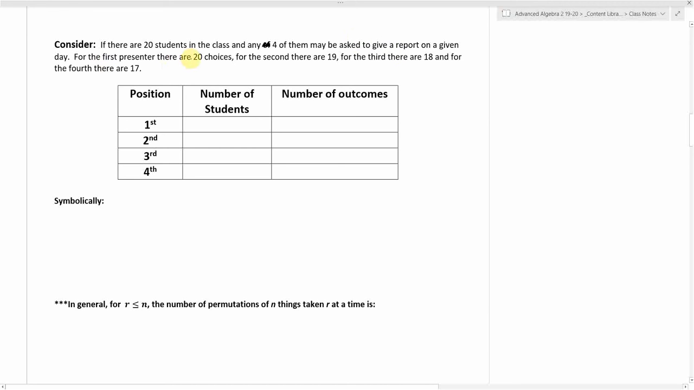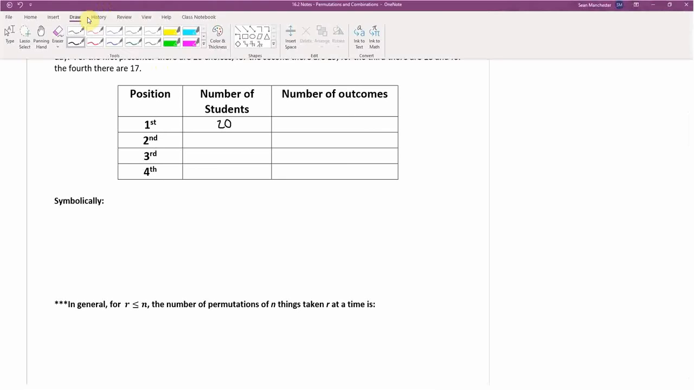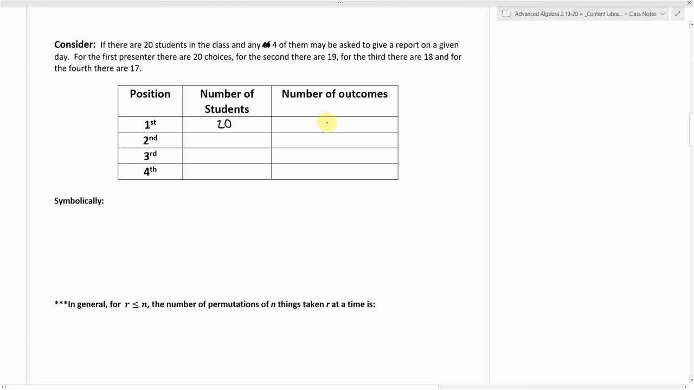For the first presenter, there are 20 choices. For the second, there are 19. For the third, there are 18. And for the fourth, there are 17. So let's think about that. For the first presenter, there's 20 possible students to present. Let's do that in red. So there's 20 different outcomes for who's going to go first.